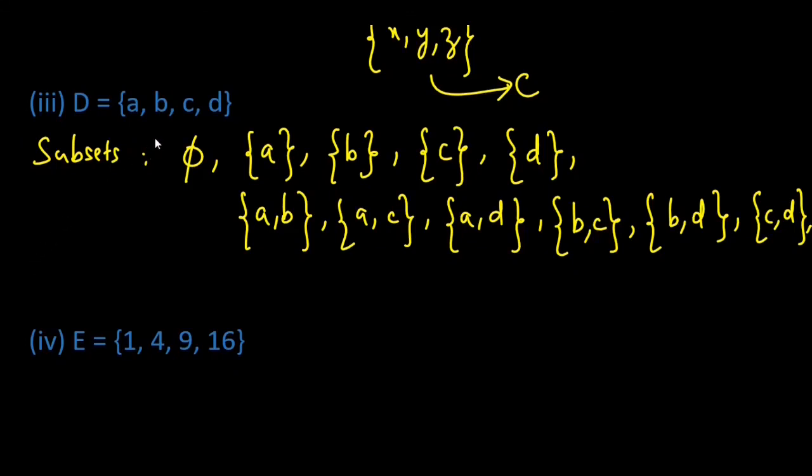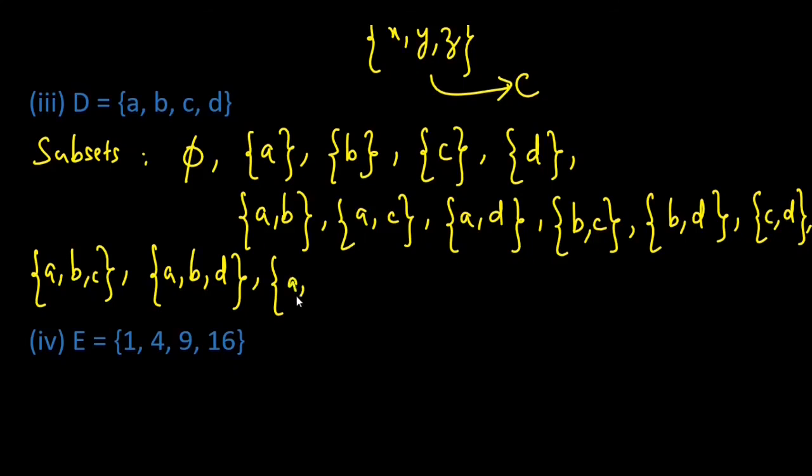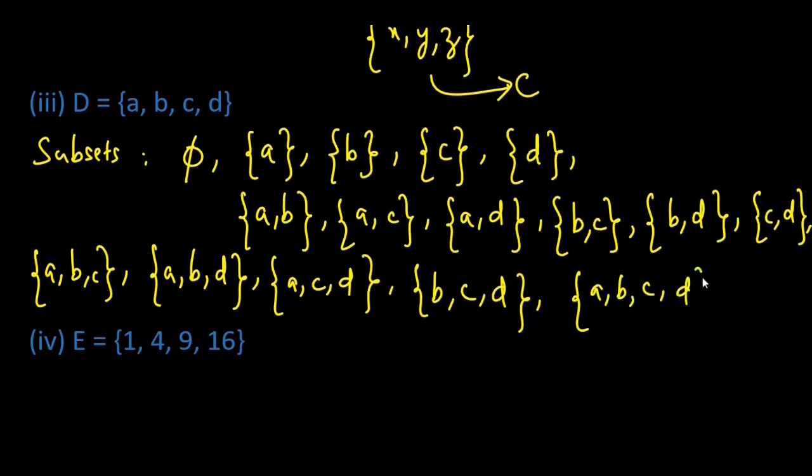Then go for three elements. A, B, C. Then A, B, D. Then A, C, D. B, C, D. Then four elements A, B, C, D. This is equal to set D.